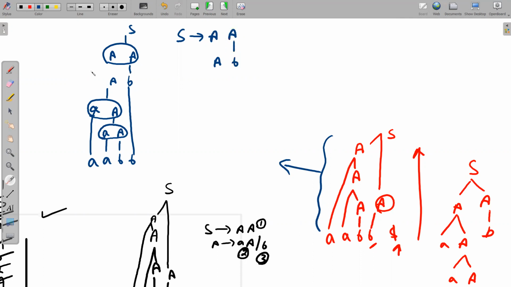So A goes to B. Now this A will go to small a capital A, and here we have got this B. Now this A will move to small a capital A, and then this B. And then this capital A will go to B. So double A, double B, like this. Are you getting it? I have just done the RMD.